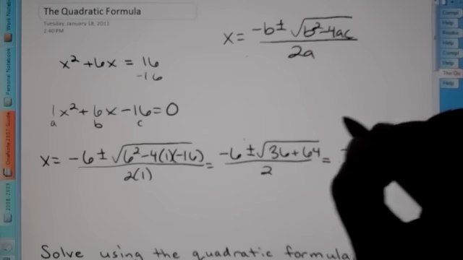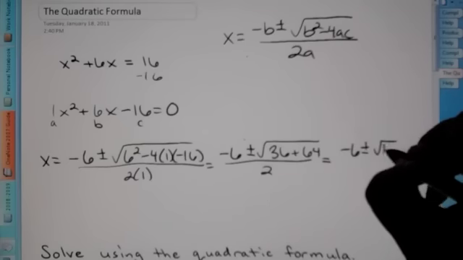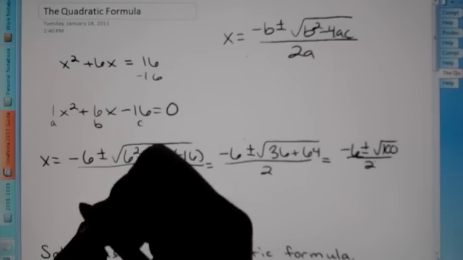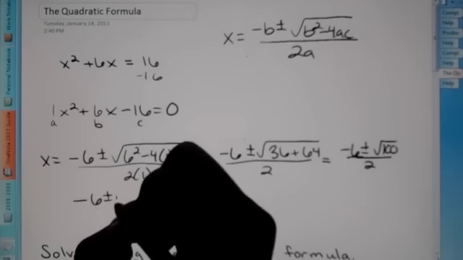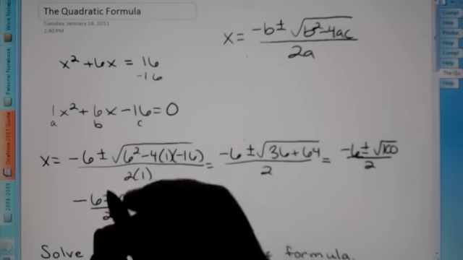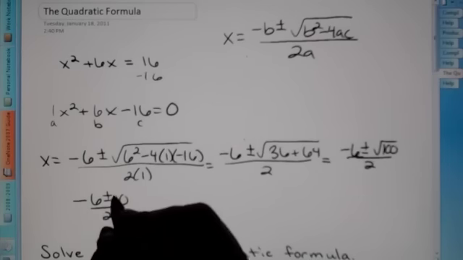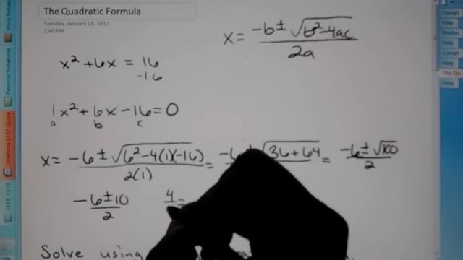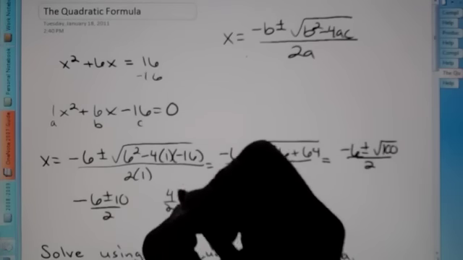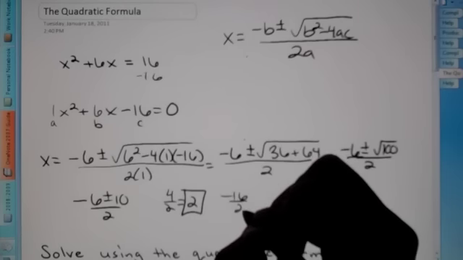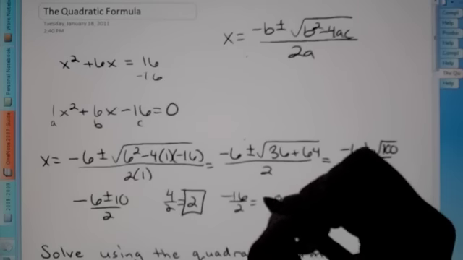So now we have 36 plus 64 is 100. And hopefully you remember that the square root of 100 is 10. So negative 6 plus or minus 10 over 2. So now we're left with two possible answers. Negative 6 plus 10, which is 4 over 2. When you divide that, it is 2. Or negative 6 minus 10, which is negative 16 over 2, when reduced is negative 8.